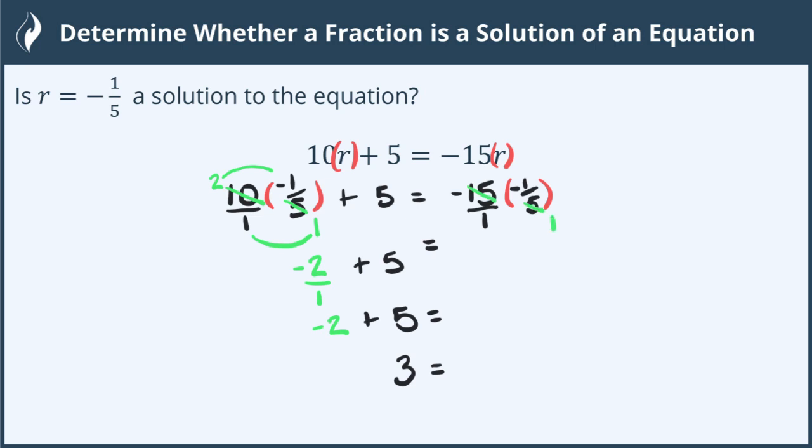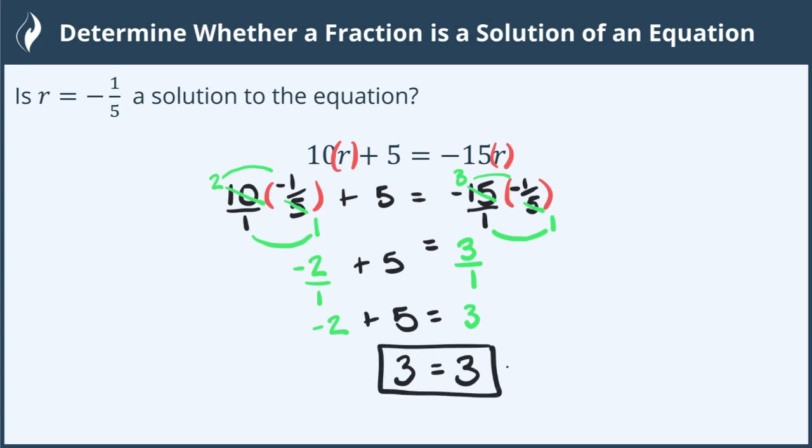5 divided by 5 is 1. 15 divided by 5 is 3. So I have negative 3 times negative 1, which gives me positive 3. And then I have 1 times 1, which is 1. 3 divided by 1 is 3, and 3 does in fact equal 3.